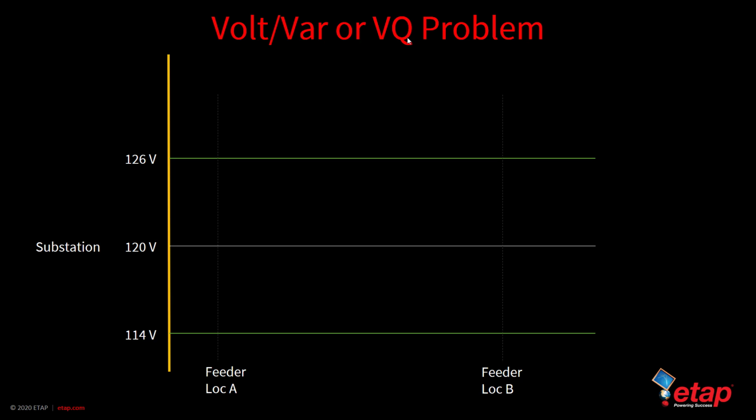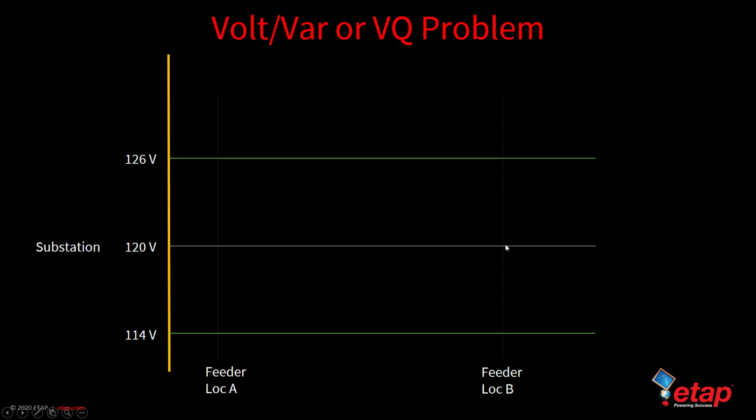So let's take a look at the volt-var or VQ problem, where we have our substation voltages expressed in terms of the service voltage. In North America, we typically use 120 volts as our nominal voltage. Therefore, 120 is set as a nominal at the service end of the feeder, with 114 and 126 volts being the minimum and maximum values for this particular example. And then we can observe the voltages at certain locations along the feeder as you move further away from the substation, and we'll observe the voltages at location A and location B.